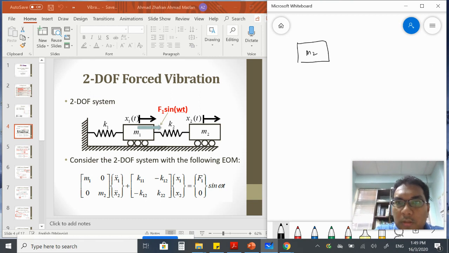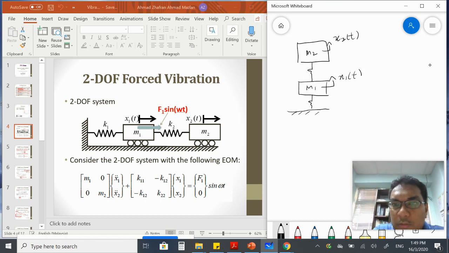Basically we have the mass M2 here. Sorry for the handwriting because it is quite difficult to draw directly on the laptop, but I will try my best to draw it for you. We have M2 and X2, and M1 and X1, response number 1 and response number 2. Here we have the stiffness K1 and K2, and at this one we have the force F1.